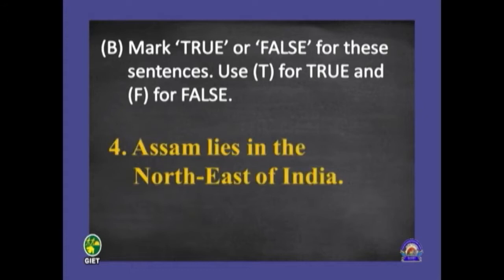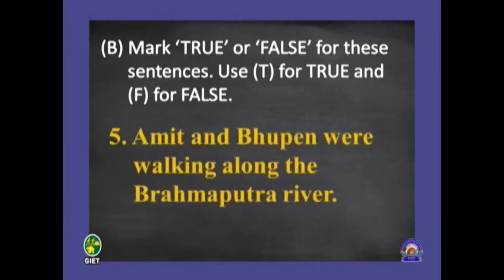Fourth, Assam lies in the northeast of India. Yes, true. Assam lies in the northeast of India. Fifth, Amit and Bhupen were walking along the Brahmaputra river. Is it true or false?